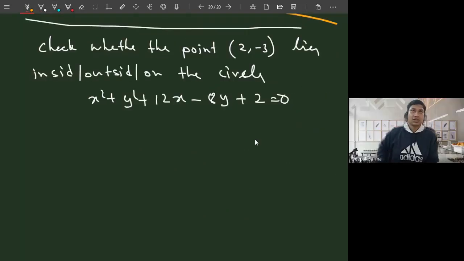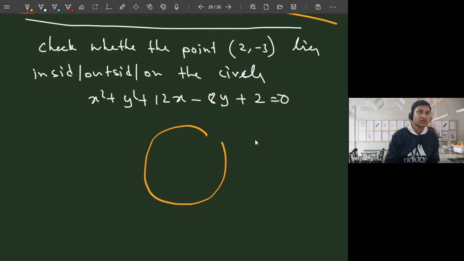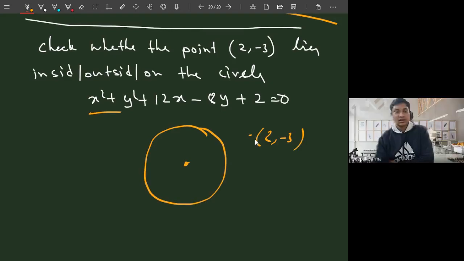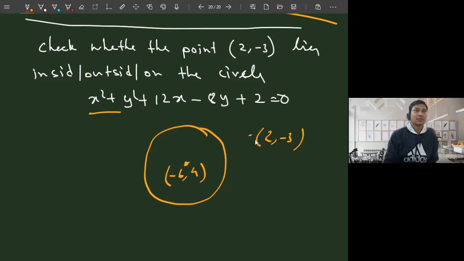Now let us consider a question. We have to say whether this point lies on the circle, outside the circle, or inside the circle. Can you tell me how to proceed? When the center and radius are known from the given equation, from this equation 6, so it is minus 6 and plus 4, the center is known. Whether the point 2, minus 3 will lie on the circle, inside the circle or outside the circle will depend on this particular distance.